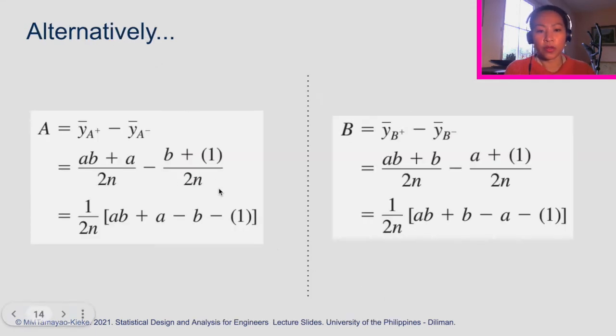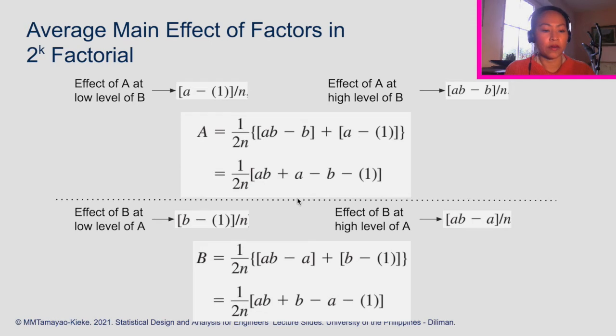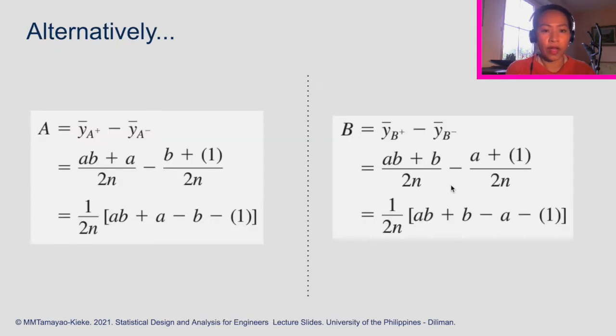Alternatively, you can also derive the average main effect of A and B using this method. Here you have the average of observations at the high level of A minus the average of observations at the low level of A. This is basically equal to the sum of the observations at high level of A divided by 2n, to get the average, minus the sum of the observations at low level of A divided by 2n, and we arrive at the same expression as we had before. The same is true with factor B.